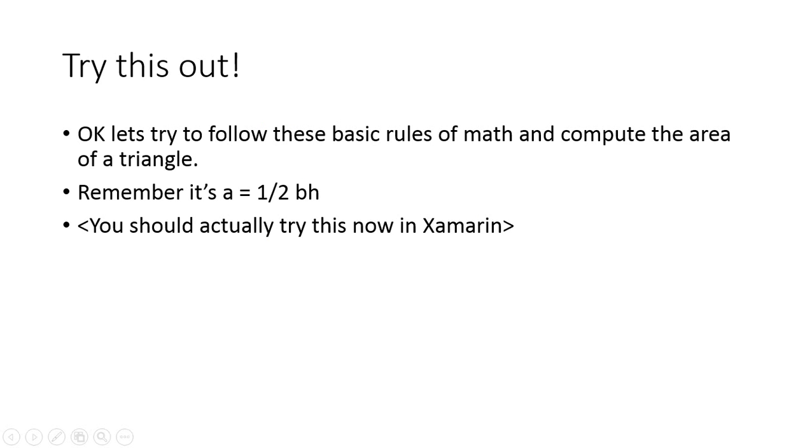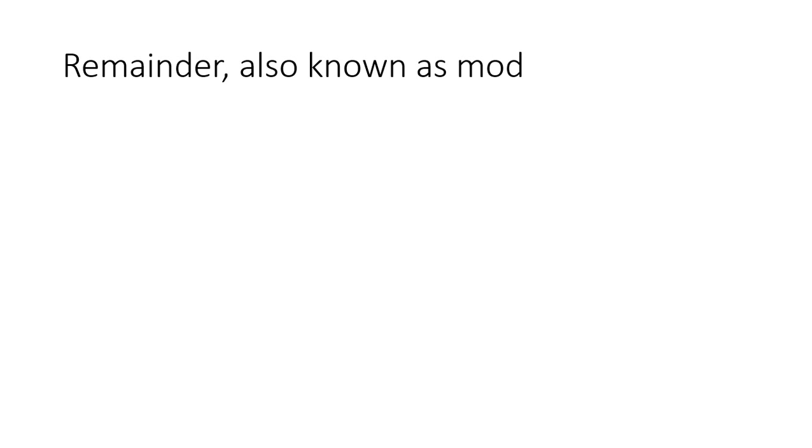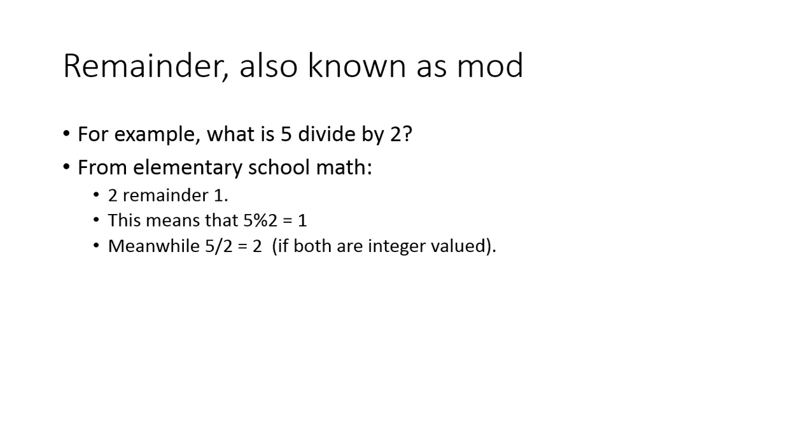Getting back to our slides, there's also a math operation called mod that we use quite a bit in all of computer science, really. This is a similar concept to what you learned in elementary school math. For example, what would 5 divided by 2 be? That is 2 remainder 1. If you want to do that in C#, you do 5 % 2, and that ends up being 1. So that's the same as saying 5 mod 2. Meanwhile, if both of these are integer valued and you do 5 div 2, you would get 2.